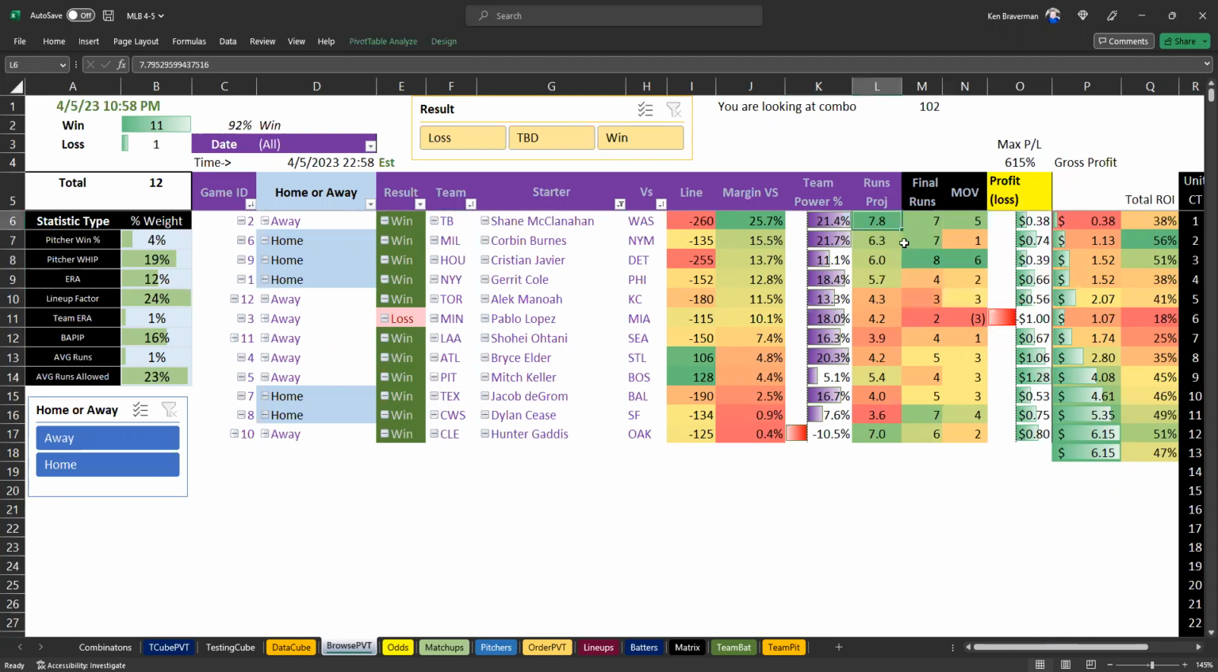It had 7 runs for Tampa Bay, 7.8. They put up 7. It had 6 runs for Milwaukee. They put up 7. It had 6 runs for Houston. They put up 8. It had 6 runs for the Yankees. They put up 4.